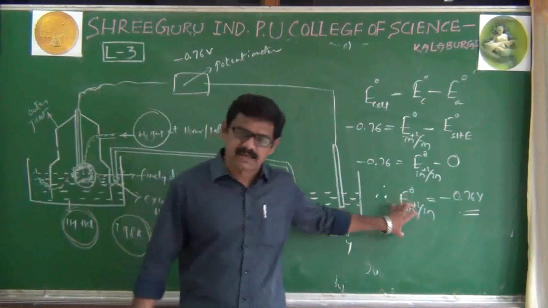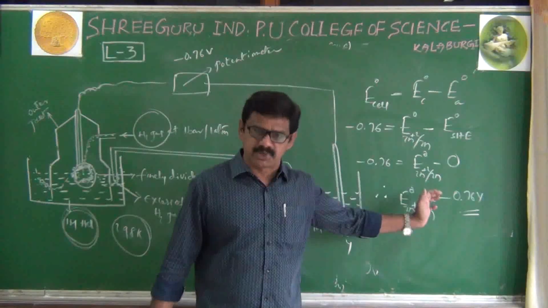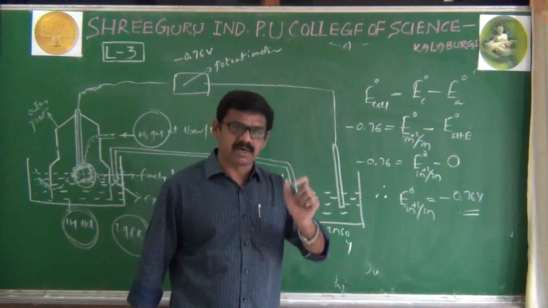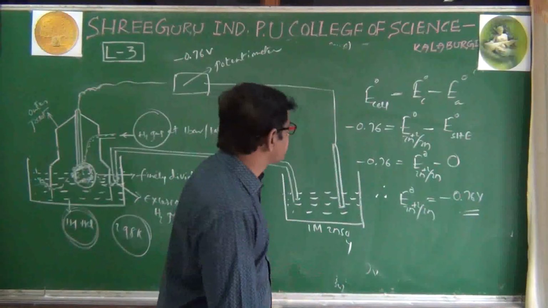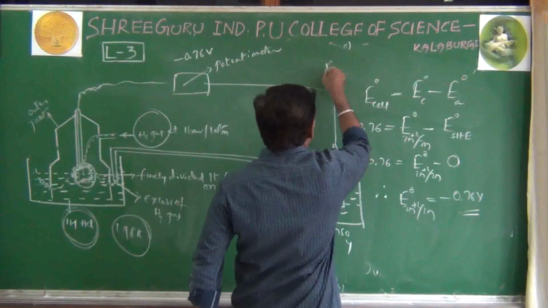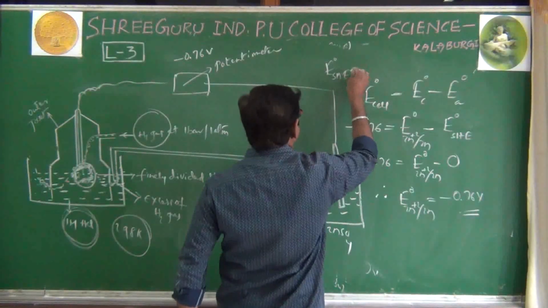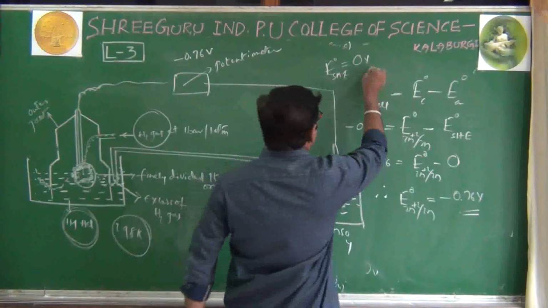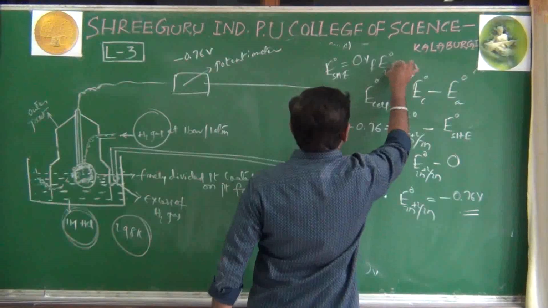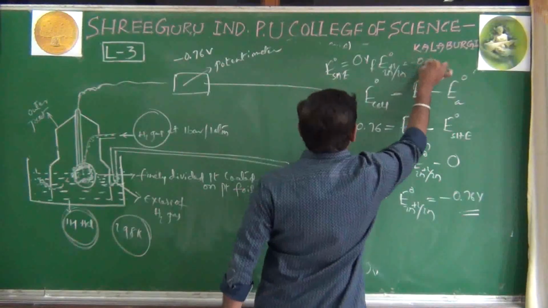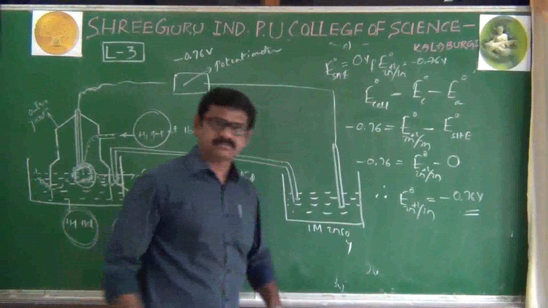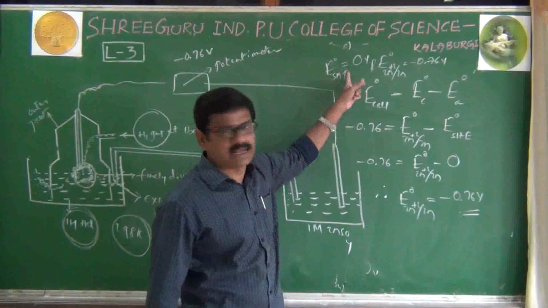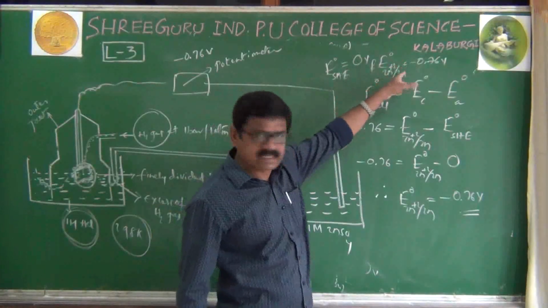Like this, we can calculate all standard reduction potential values with the help of the standard hydrogen electrode. Here one important point to observe: the E0 SHE value is 0 volts, and the E0 Zn2+/Zn value is minus 0.76 volts. If you observe both values, whose value is bigger? Definitely the SHE value is bigger, which means the zinc value is smaller.